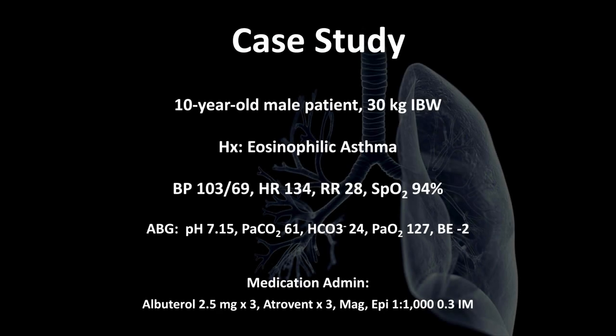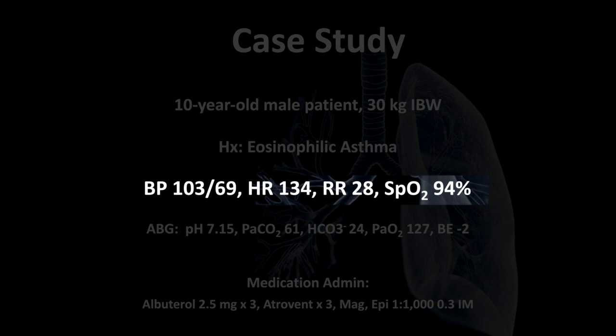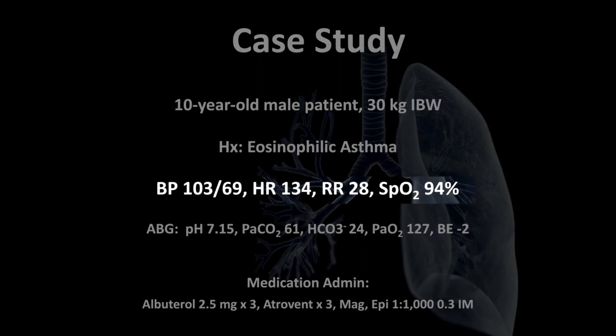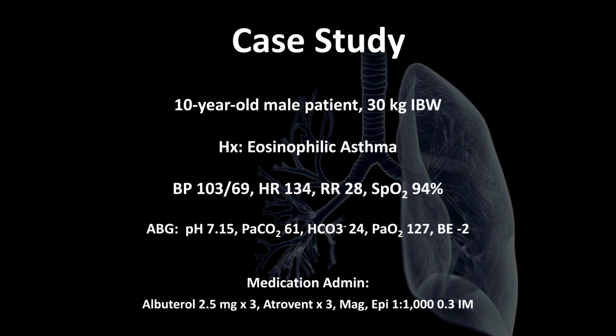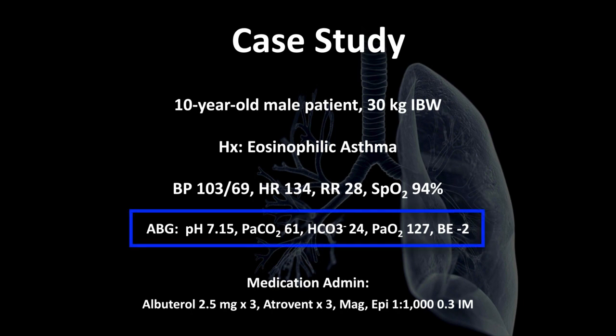We have a 10-year-old male patient, 30 kilos ideal body weight, history of eosinophilic asthma that was diagnosed about 2 years ago. Current blood pressure, as you find him, is 103/69, heart rate of 134, current respiratory rate of 28, breathing on his own, and an SpO2 of 94%. They give you the ABGs, and you notice that pH is 7.15, PaCO2 61, bicarb 24, and our PaO2 is 127 with a normal base excess of -2.